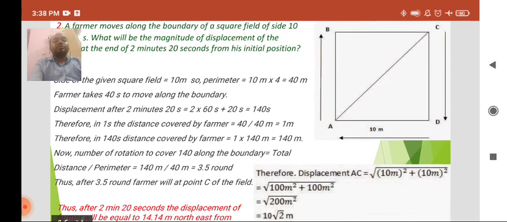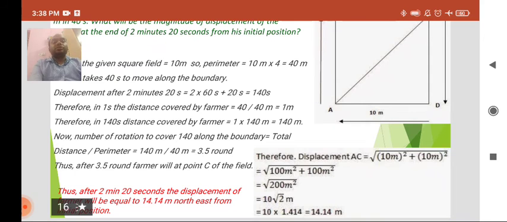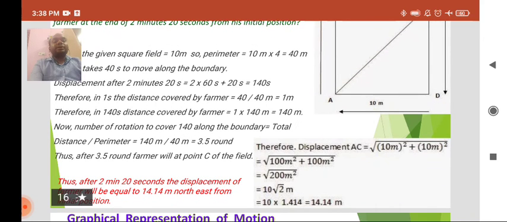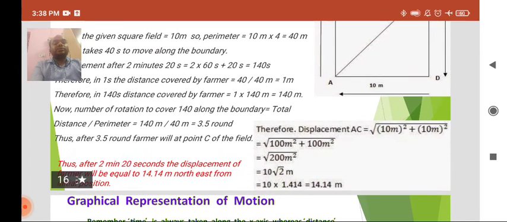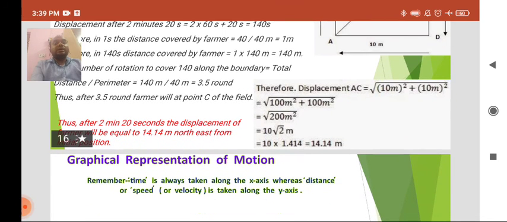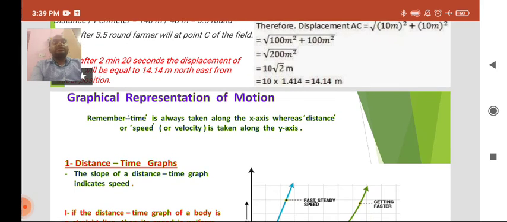According to the question, by using the Pythagoras theorem, hypotenuse square equals perpendicular square plus base square, so you will get the result 14.14 meters. After 2 minutes 20 seconds, the displacement is equal to 14.14 meters north-east from the initial position. Graphical representation of motion.